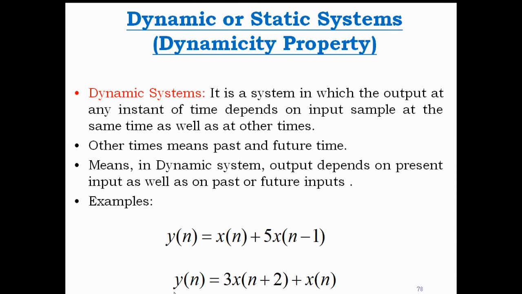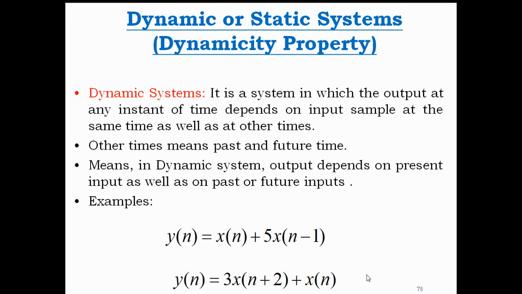Looking at the second example as well, y of n equal to 3 into x of n plus 2 plus x of n. Now in the first term, you can understand x of n plus 2 is nothing but an advanced signal. When it is considered as an advance, it is called a future signal. So where the output is depending upon a future signal, the system is called dynamic.